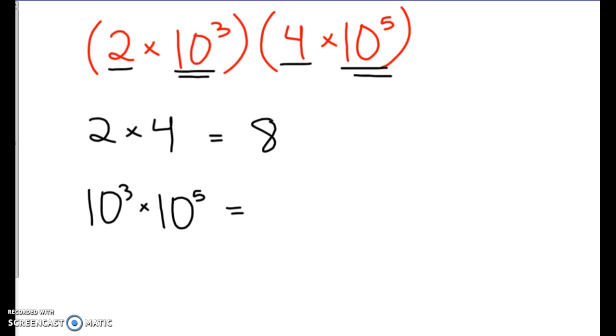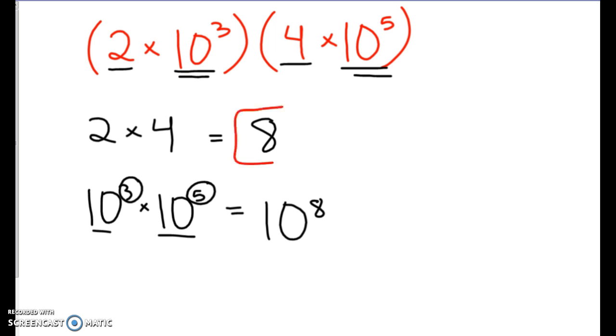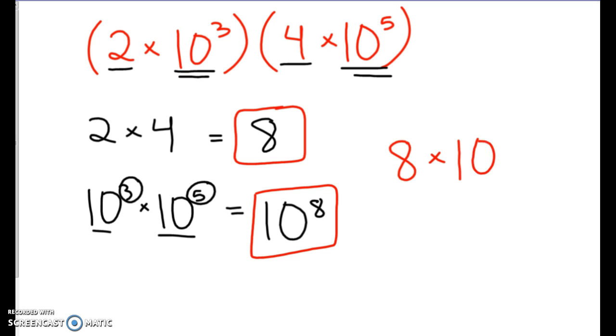And then we just did a bunch of these problems where if we have the same base, if you remember, we add those exponents. So I keep a base of 10, and then I add my 3 and my 5 together to get that exponent of 8. Then we just combine these two that we just came up with. We got an 8, we got 10 to the 8th power, so 8 times 10 to the 8th power.